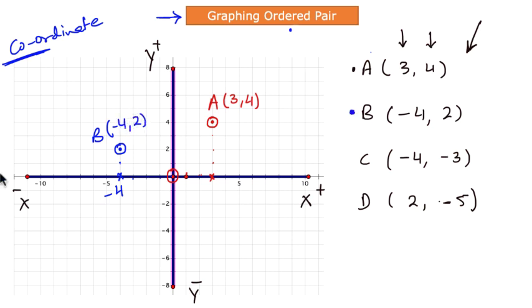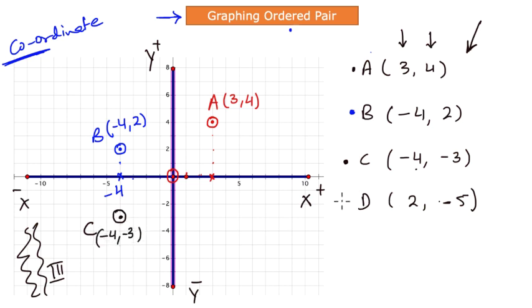Okay, now let's mark the location of point C. Point C has -4 and -3. So both values of x and y are negative, right? And where will that happen? That will happen somewhere in this area, right? The negative values of x and y are in this third quadrant, correct? And that is -4 and -3. We already know -4 is here. So -3 will be 3 steps down, and so C is -4 and -3.